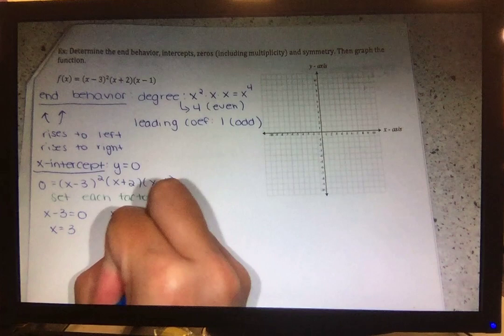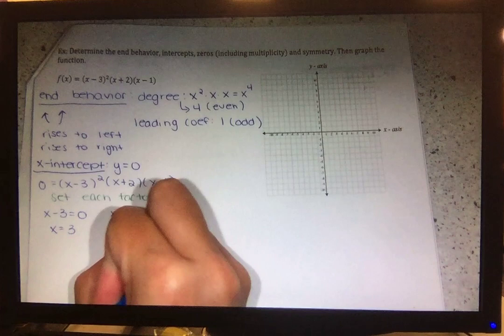Same concept for testing x-axis symmetry. This time we're going to plug in negative y and see if we get the original out. So negative y equals x minus 3 squared times x plus 2 times x minus 1. Again, I can't get rid of that negative, so that's not the original. So not y-axis, not x-axis, but now let's test the origin.